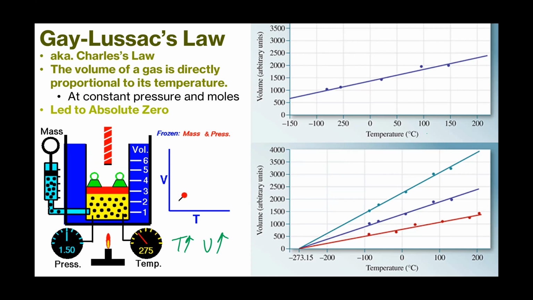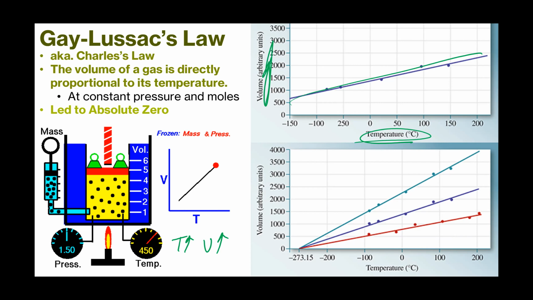But anyway, what's interesting about Gay-Lussac's law is that as we increase the temperature, we increase the volume. We see that here, some data as we do that. If you take this data and extrapolate, which means continue doing it past where you collected data, that's what this second plot is. This is where we stopped collecting data.